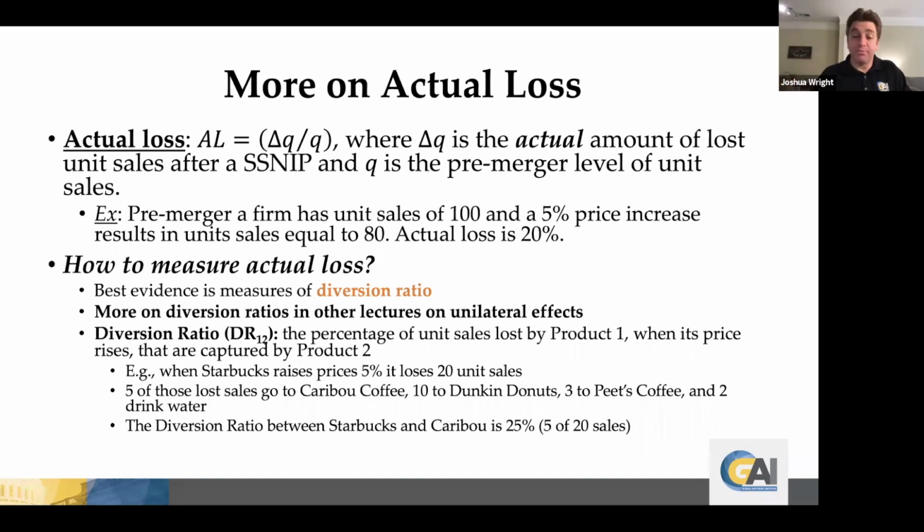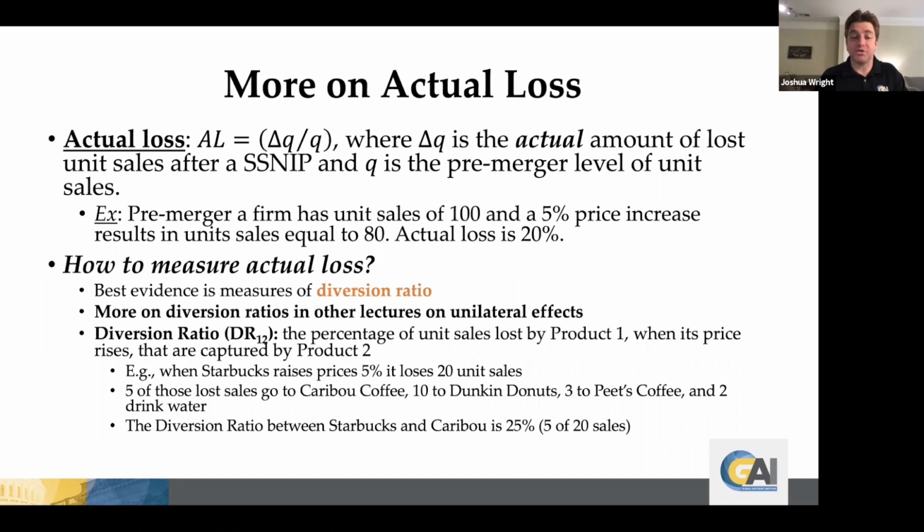Some of them go to Caribou, some go to Dunkin', some go to Pete's Coffee, some leave and get tea, right? So out of the 20 unit sales, you see 2 people left to go water, not tea. 2 people left to go drink water. That's 2 out of the 20. 10% for my math people there, right? The diversion ratio between Starbucks and water in my hypothetical and unrealistic example here is 10%.